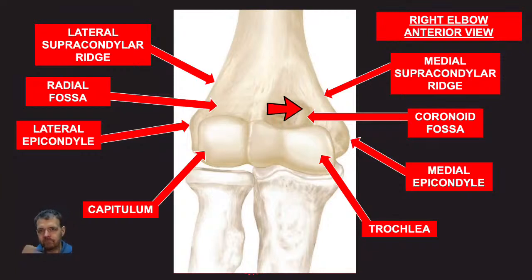Okay, go back to this one. So we've done the ridge, done the radial fossa, lateral epicondyle, so that's this bit here. Those are the bits that we were just feeling, remember? So what one was bigger than the other? The medial was bigger than the lateral.